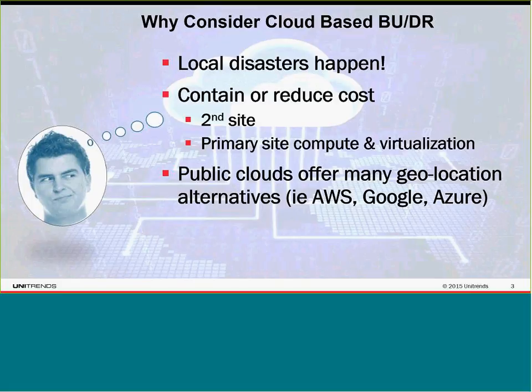And clouds offer many good geolocation alternatives in different geographies and states or even countries than you may currently reside. Amazon has over 11 or 12 now physical locations around the world. Google has quite a number, I think 6 or 7, and Azure has something like 17 to 19. So there are many choices in terms of geographies for your backup and disaster recovery site.